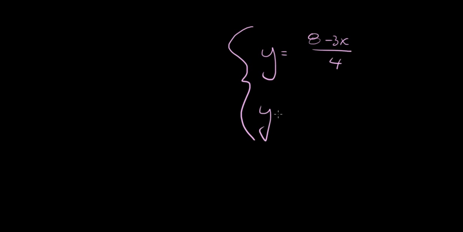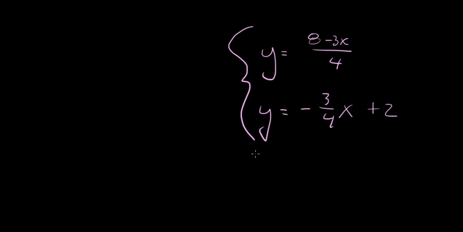Hey, I'm getting really good at this. All right, I made it a little bit big. Guess I got a couple fractions here. I got y equals 8 minus 3x over 4, and y equals negative 3/4 x plus 2.